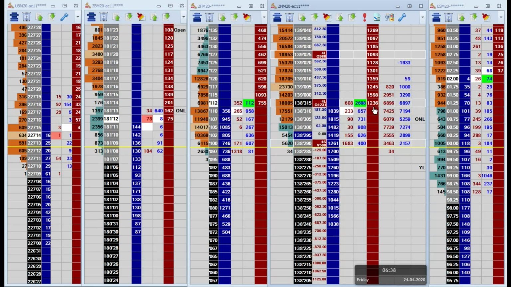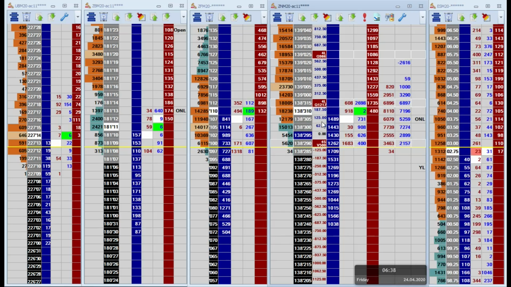The sellers get really aggressive, and they start pumping up that offer, and I end up only getting 2 ticks out of this. So 2 out of the 4 ticks, which is 50%. I guess that's okay, but I want to get more than that. I need to get more than that.